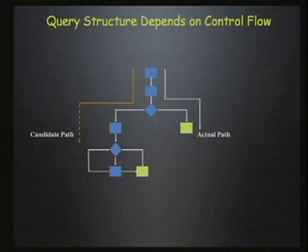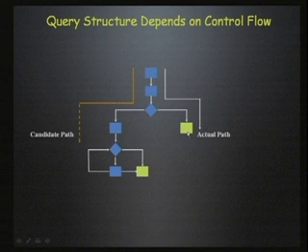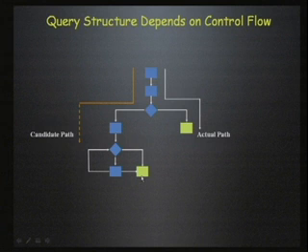So what we've learned here is that the query structure depends on the control path that's taken. If the program takes this control path, then for this query location and this path there is a particular query structure. And if the program takes another path, say this path, then there is a different query structure. So it depends on the control path taken by the actual input.